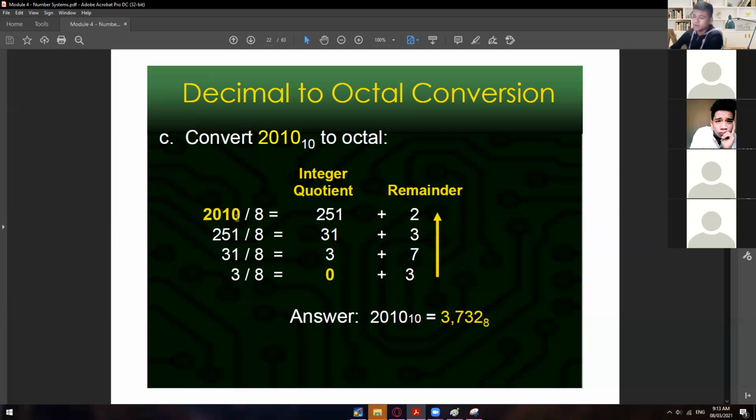Now, this is your problem, since this one is already a big number. For you to be able to answer this one, we have here 2010 divided by 8, so you will get exactly 251.25. The only thing that you will put here is 251, and then for the remainder, 0.25. 251, which is easier?